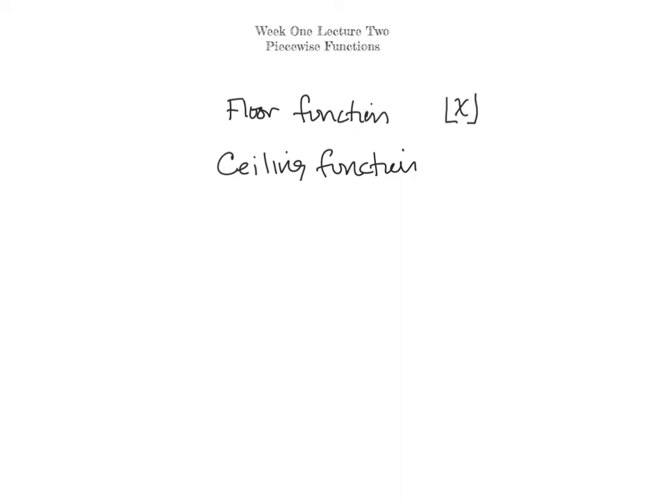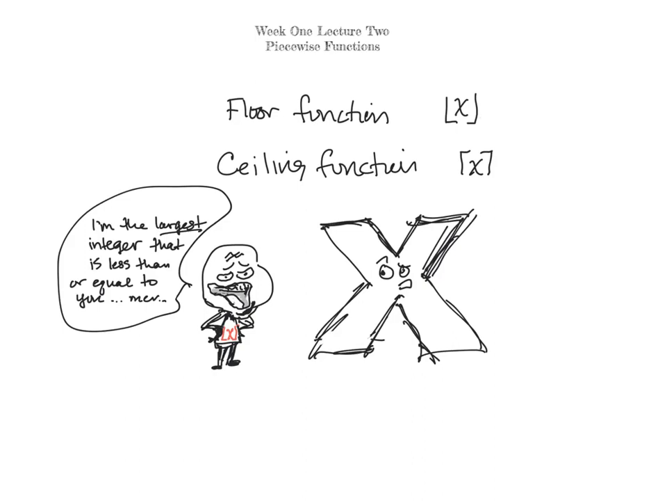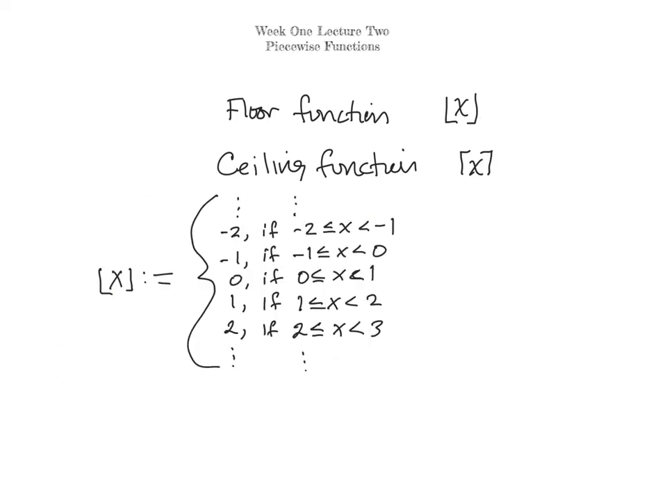Let's end this short lecture by looking at two final piecewise functions that require an infinite number of rules. These are the floor and ceiling functions. Like the absolute value function, they also have some special notation. The floor function is often denoted by this, while the ceiling function is usually denoted by this. The floor function is also called the greatest integer function and is defined in words to be the largest integer less than or equal to the input x. In its piecewise format, this would look like the following.